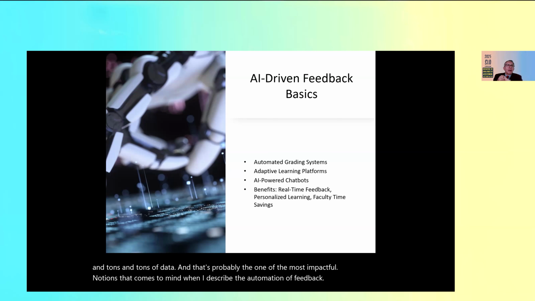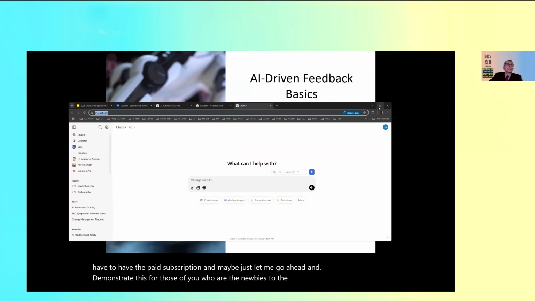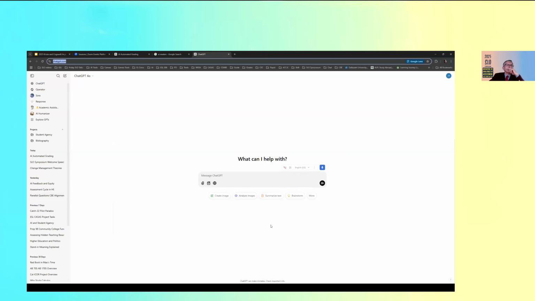With that, I think I could probably mention the fact that with ChatGPT, and you don't even have to have the paid subscription, and maybe just let me go ahead and demonstrate this for those of you who are newbies to the idea. Right here is my ChatGPT screen. And when you see here where it says attach files, you can upload any type of file to ChatGPT as long as it's recognizable.